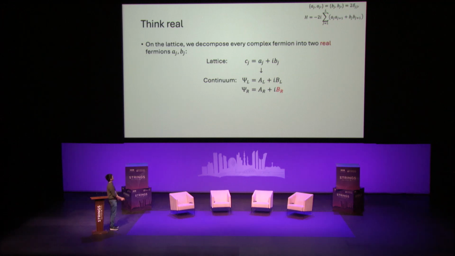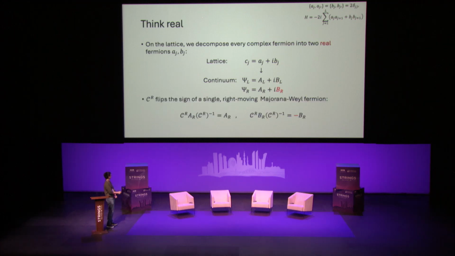As you take the continuum limit, as we were discussing earlier, the Cj, this one-component complex lattice fermion, gives rise to a left-moving mode and a right-moving mode. And I similarly decompose the Weyl fermion into two Majorana Weyl fermions, the left-moving guys and the right-moving guys. The lattice fermion A becomes two Majorana Weyl fermions. The lattice fermion B becomes two Majorana Weyl fermions. The charge conjugation symmetry, in terms of the real fermions, flips the sign only of BR. Out of these four guys, it only flips the sign of a single right-moving Majorana Weyl fermion.